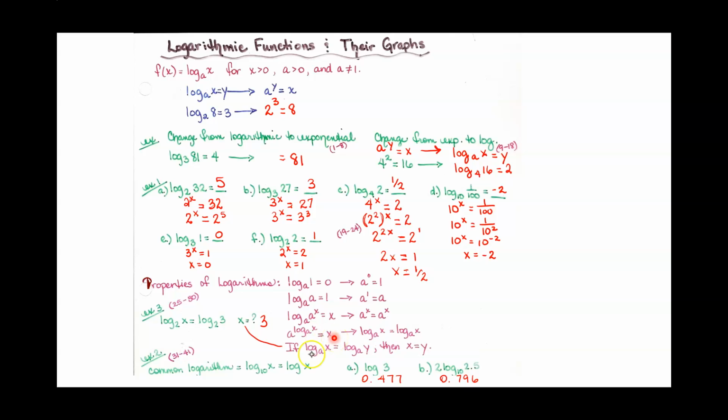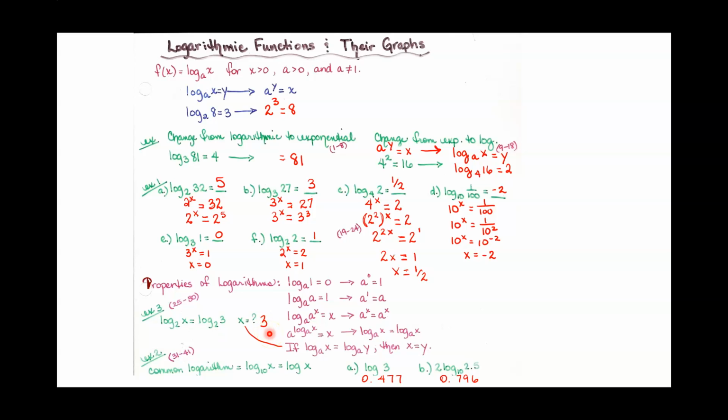And then the last one says that if you have log base a of x equals log base a of y, well, obviously log a equals log base a, so that means x has to equal y. And here's an example of that. If I have the log base 2 of x is equal to the log base 2 of 3, then x would have to equal 3.